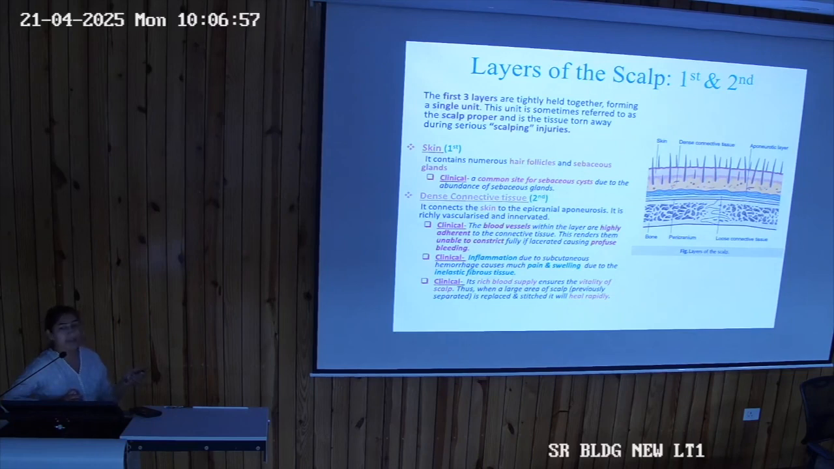Since sebaceous glands are numerous in the scalp, there is a clinical condition called a sebaceous cyst. Sebaceous cysts can arise on the scalp in the first layer.